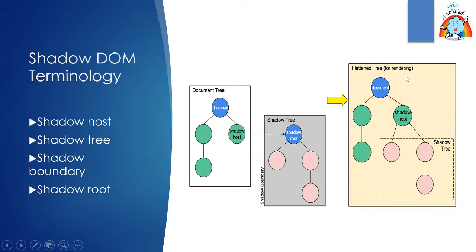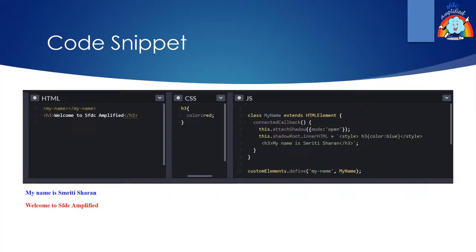So here it is showing the shadow boundary, and it shows where it ends. You can see there's a normal DOM, attached to it is a shadow host, and the whole tree structure is there, and then there's the shadow boundary which ends it, and then we have the shadow root. It is the root node of the shadow tree. So basically from there it is starting. Let's understand it with the code snippet.